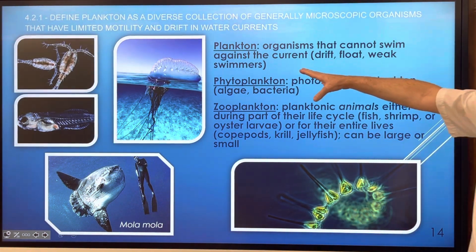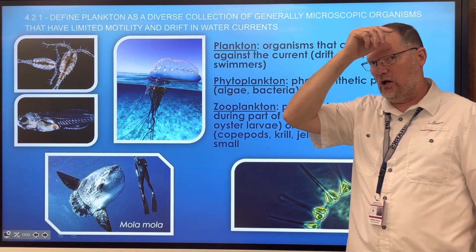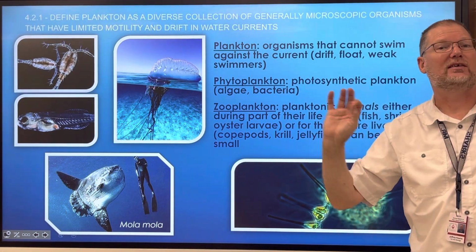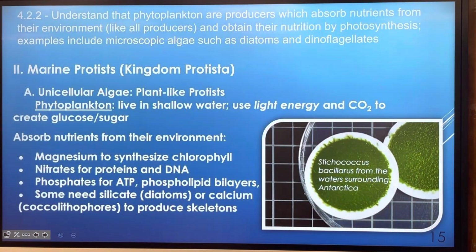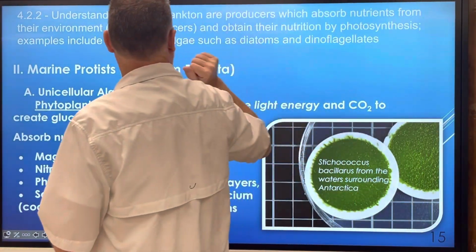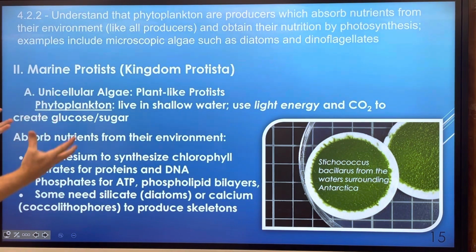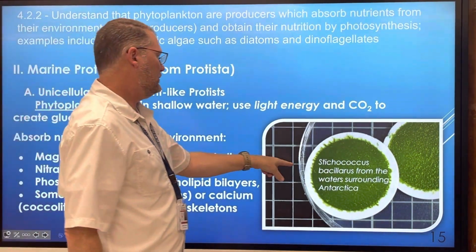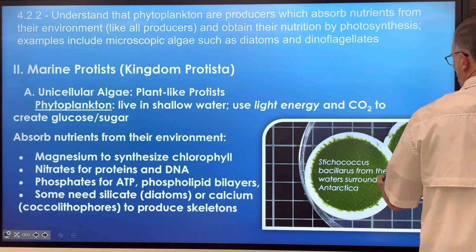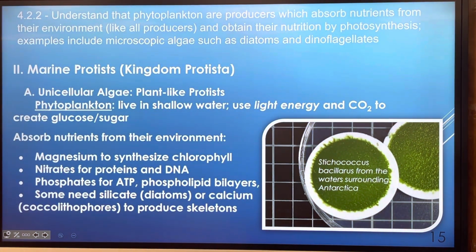Jellyfish, of course. This is the Portuguese man of war. Scientific name is Physalia physalia. Okay, so phytoplankton are those producers that absorb nutrients from the environment, just like all producers do, like plants, and obtain nutrition through photosynthesis. So here are some algae, unicellular algae. They're plant-like protists. Stychococcus basilaris from the waters surrounding Antarctica.